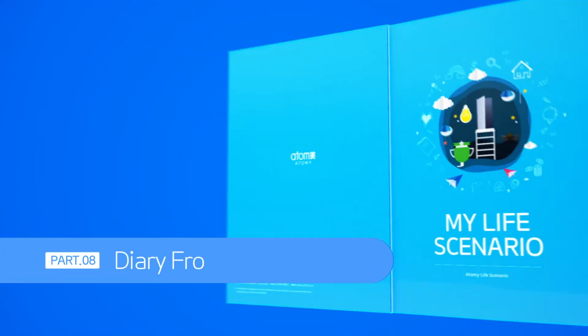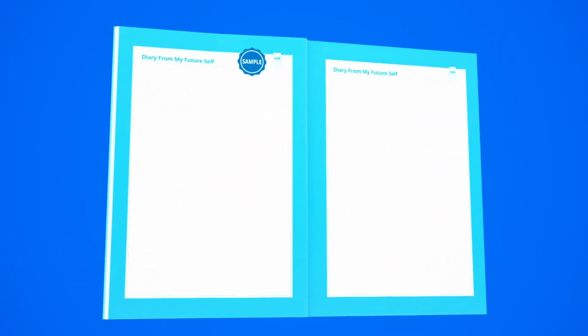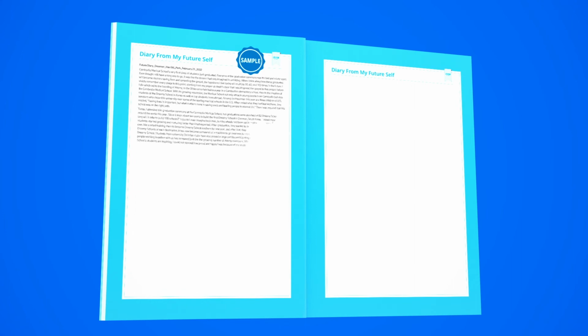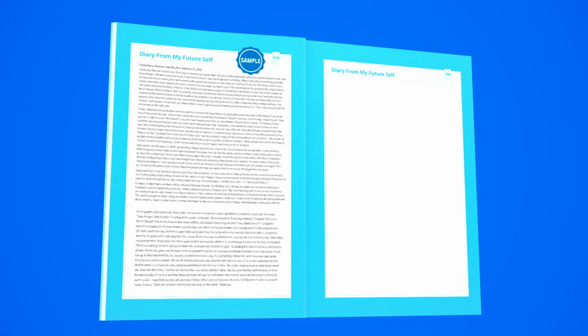Part 8, Diary from My Future Self. The final part of the life scenario is to write a message from the viewpoint of your future self. Writing tip: determine how and when you will have achieved your dreams and describe a vivid picture of what will have happened in the future. Check out the example provided by Chairman Han Gil Park.